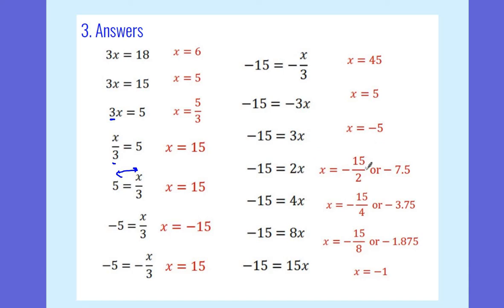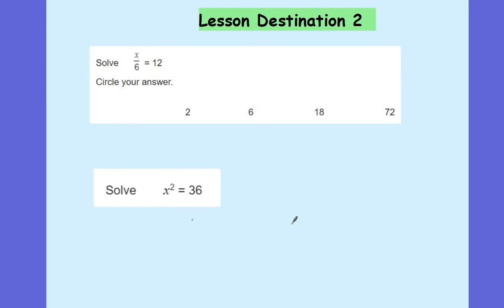And these ones got a little bit trickier. Negative 15 over 2, negative 15 over 4, negative 15 over 8, and x is equal to negative 1. Remember these were from our earlier lesson destination. Please pause the video for a few minutes and have a go at these now.